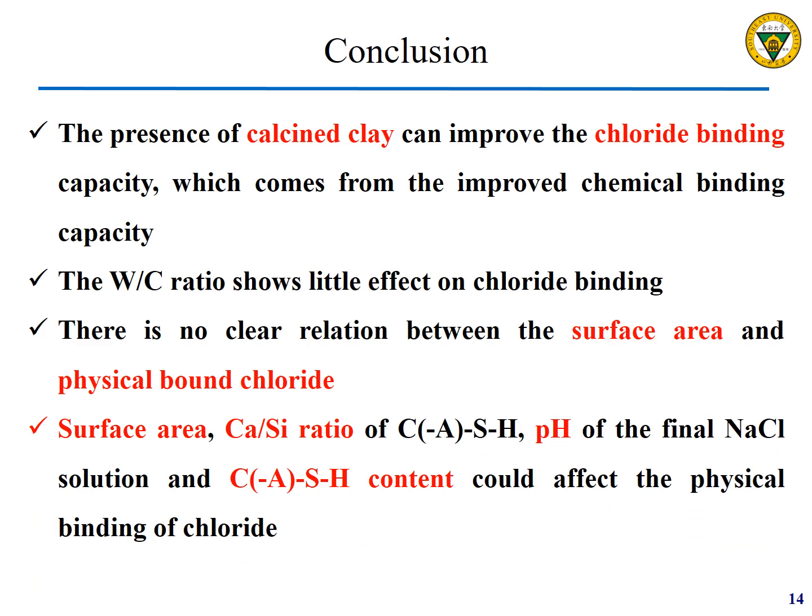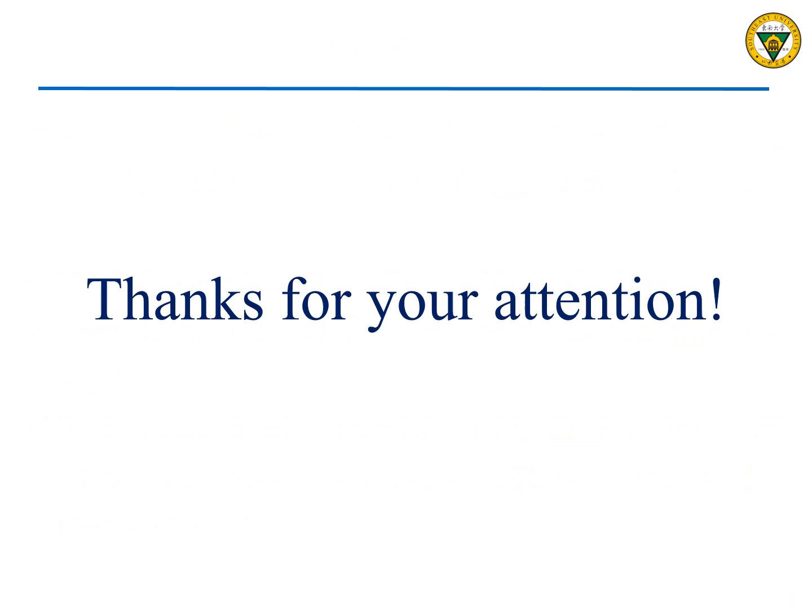So in our research, the following conclusions can be drawn. The presence of calcined clay can improve the chloride binding capacity, which comes from the improved chemical binding capacity. The water-cement ratio shows little effect on chloride binding. And also, there is no clear relation between the surface area and the physically bound chloride. The last one: surface area, calcium to silicon ratio, pH of the final sodium chloride solution, and the C-S-H content could affect the physical binding of chloride. Thank you for your attention.